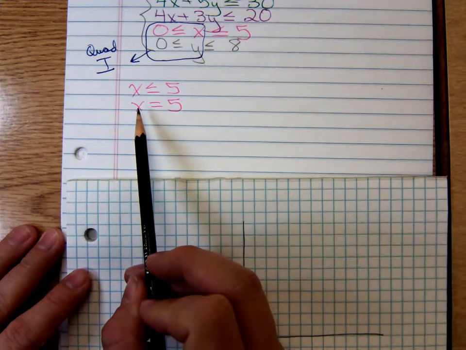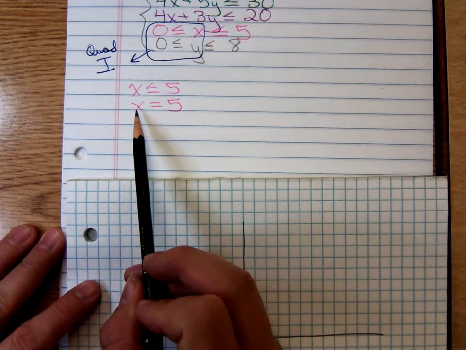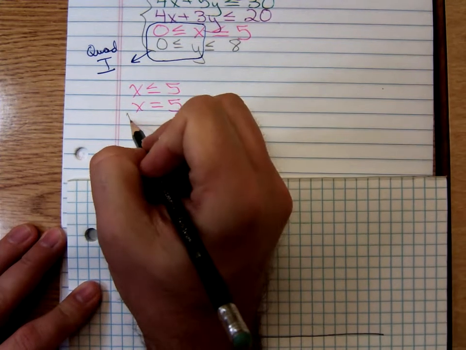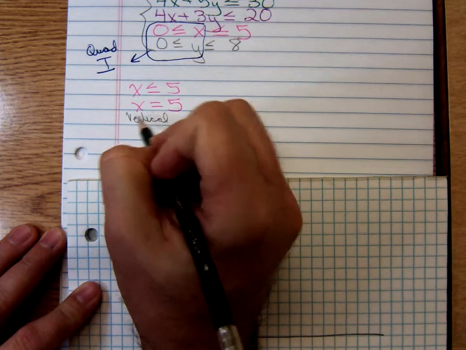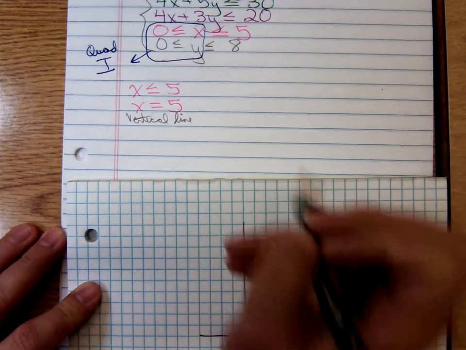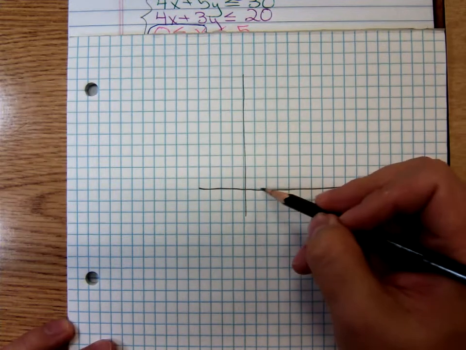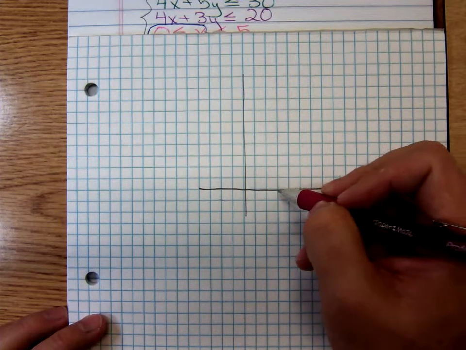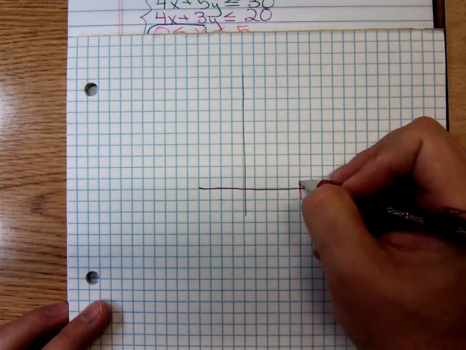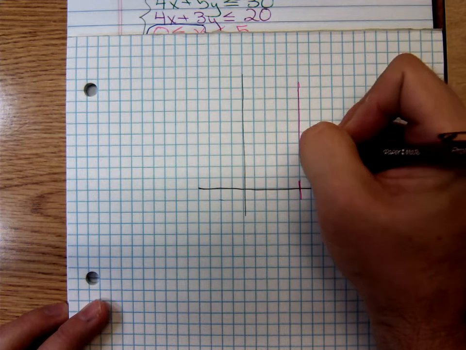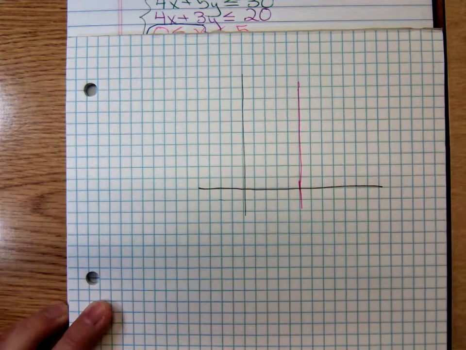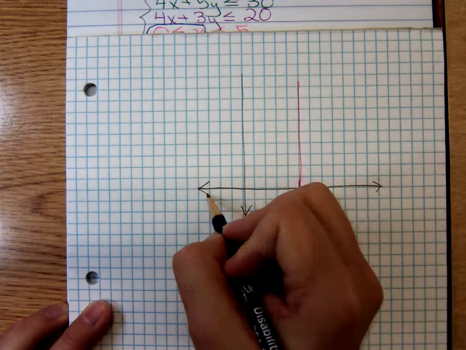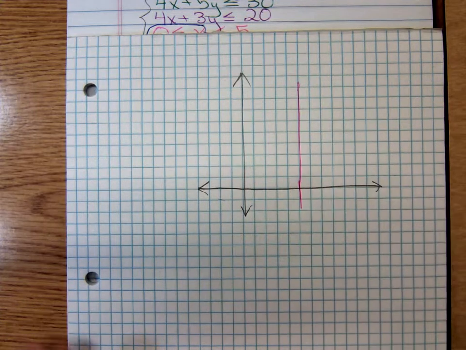If your linear equation has an x and no y, we know that that's a vertical line passing through 5 on the x-axis. So that's a vertical line. So let's see, 1, 2, 3, 4, 5. Right there. It's a vertical line passing through 5. Okay. I'll put arrowheads on there.